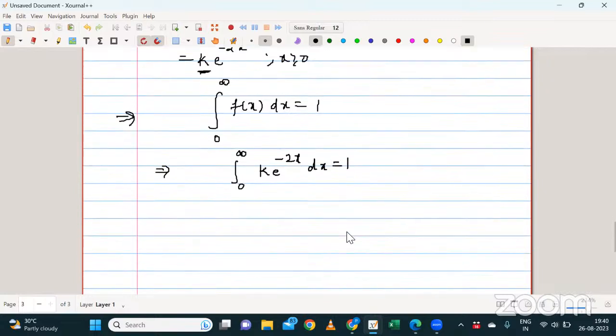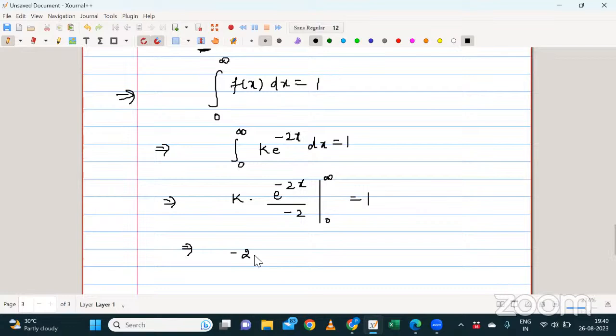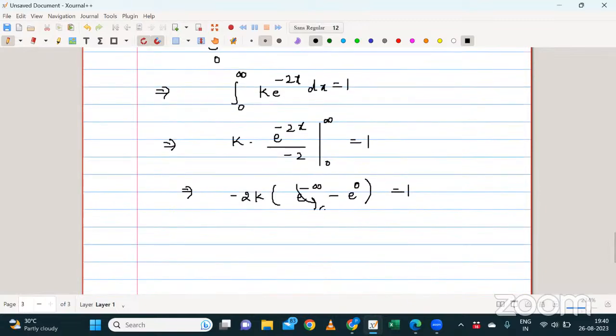K is constant, correct. Now K is constant, so K will be outside. If I integrate, I will get K times e raised to minus 2x divided by minus 2, from 0 to infinity, equal to 1. So it will be minus K by 2 times e raised to minus infinity minus e raised to 0 equal to 1. And e raised to minus infinity is 0 and this is 1. It will be minus K by 2 times (0 minus 1), which is 0 minus minus 1.